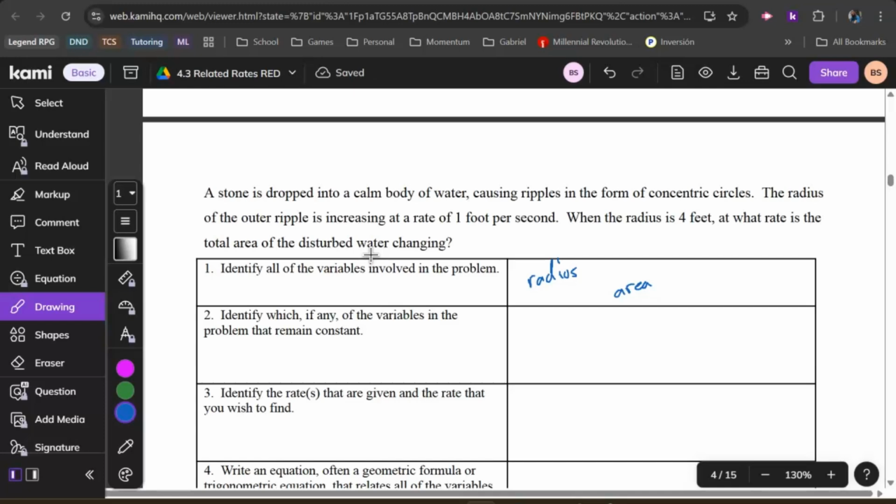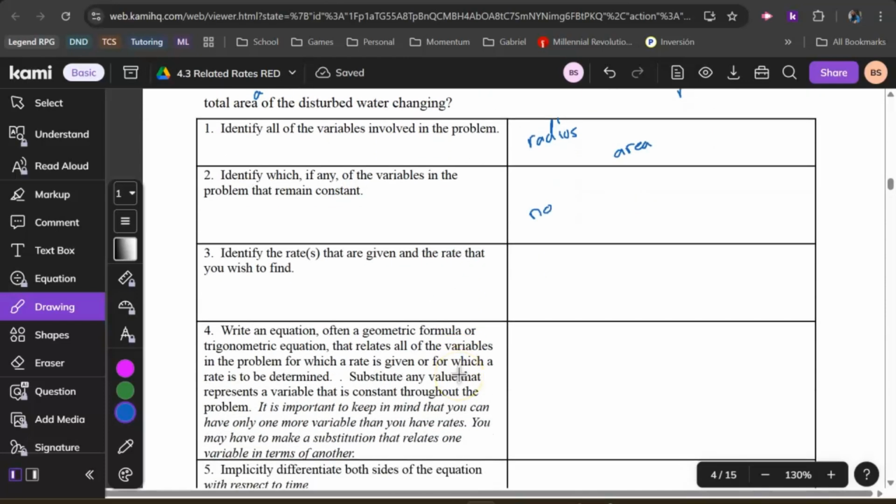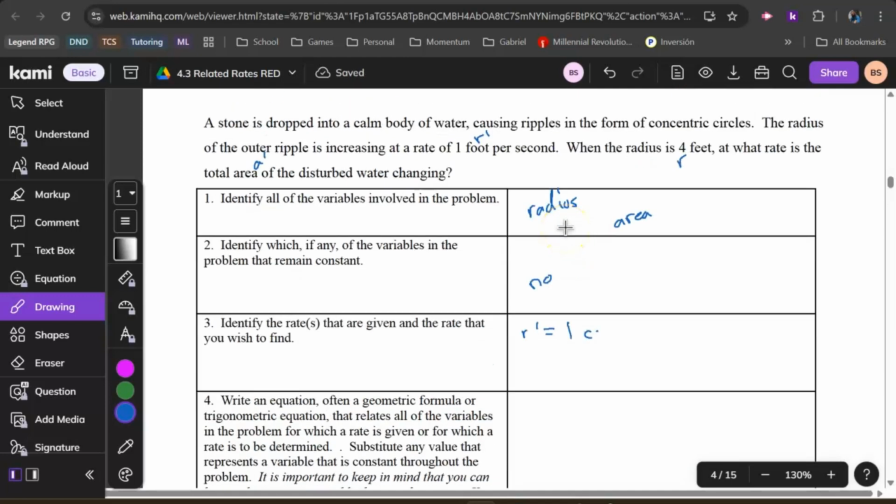So the radius of the outer ripple is increasing at a rate of, so this is r prime. When the radius is 4, at what rate is the total area? So we're trying to find a prime then. Are any of those constant? No, none of those are constant, right? If the circle gets bigger, so does the radius. Are there rates that are given? Well, yes. R prime is given to us as 1 foot per second, and the a prime we're trying to find, and that's of course going to be feet squared per second.